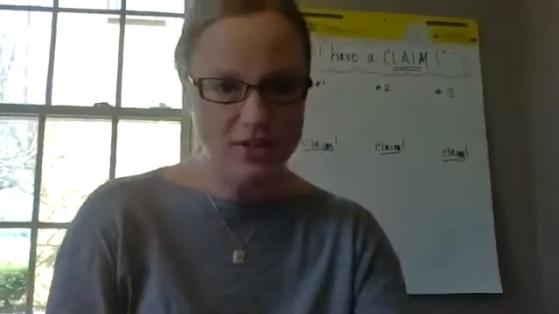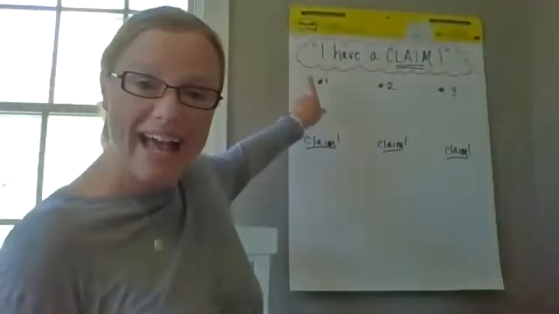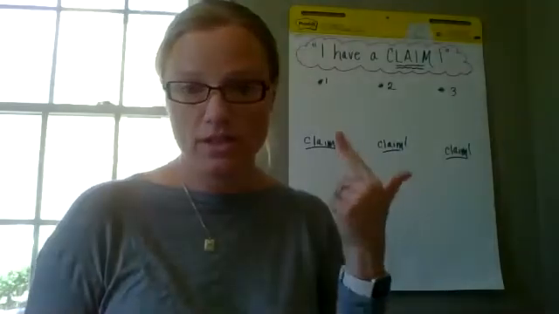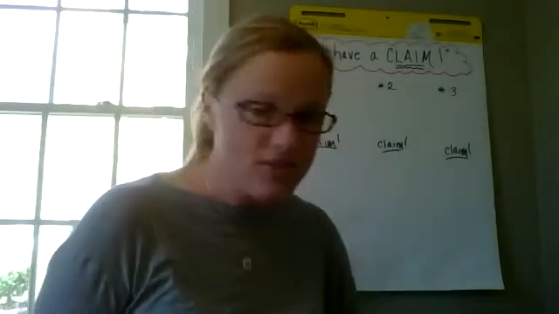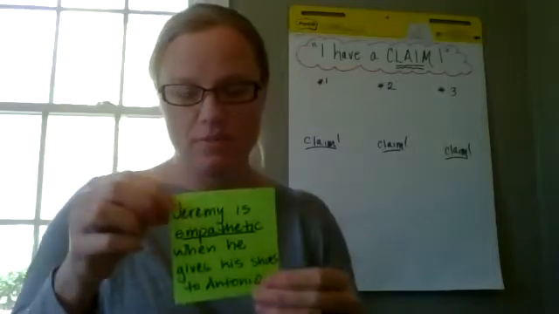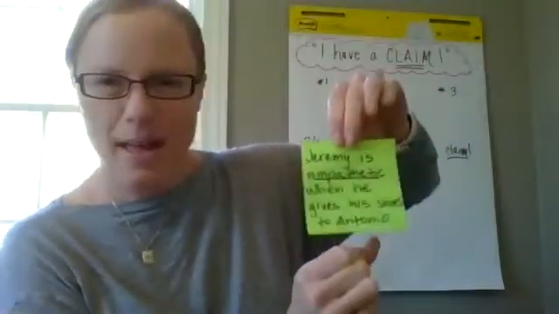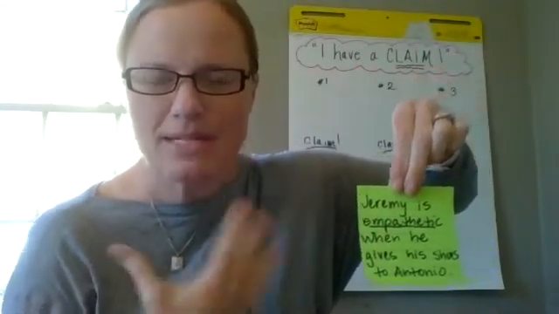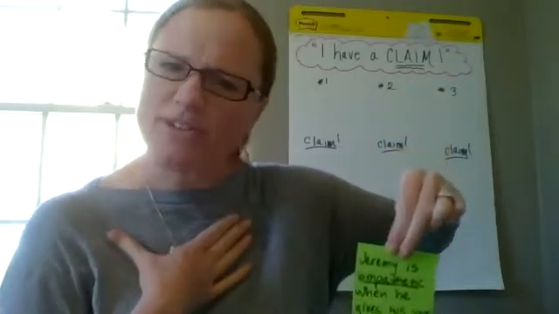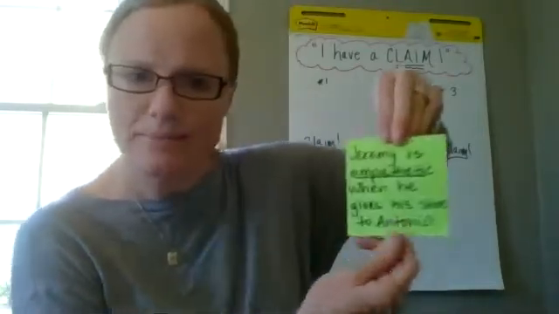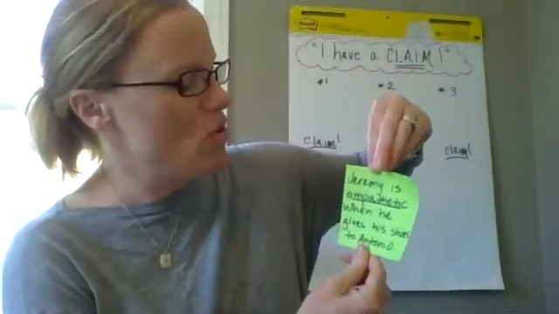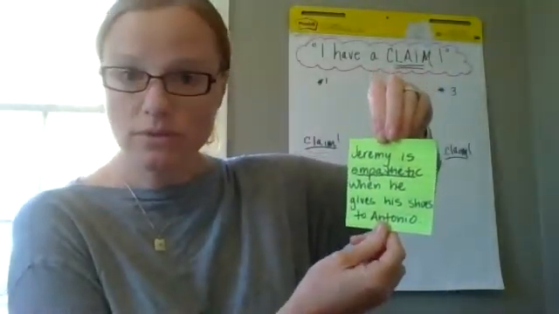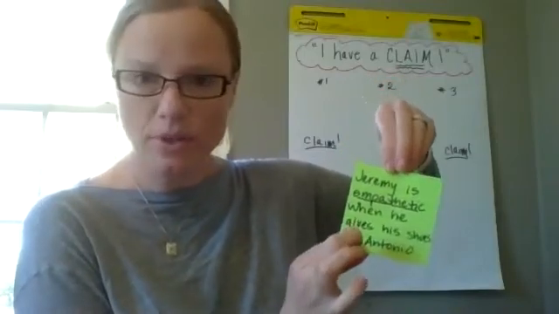Now watch, I've made a chart here to show you. I have a chart here that says, I have a claim. Reason 1, 2, and 3. The first one, and I've done one for you here just for you to take a look. Jeremy is, ooh, that's a big fancy word, empathetic. Empathetic, that reminds me of that word empathy we talked about in Reader's Workshop. Empathy means to think about how somebody feels and to kind of put yourself in their shoes. Take a listen. Jeremy is empathetic when he gives his shoes to Antonio. This is something that happened in the book.